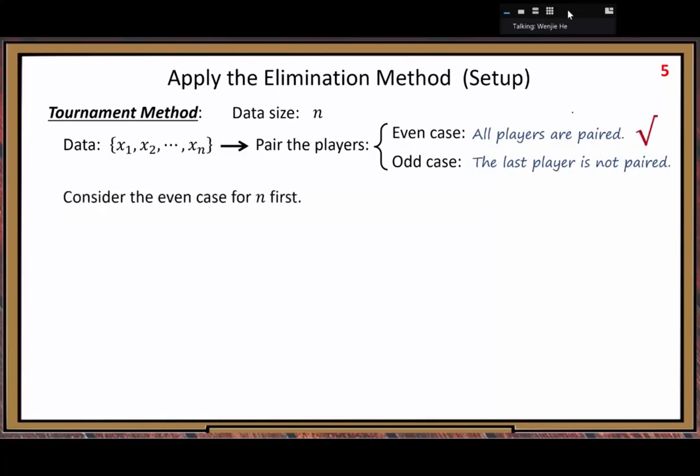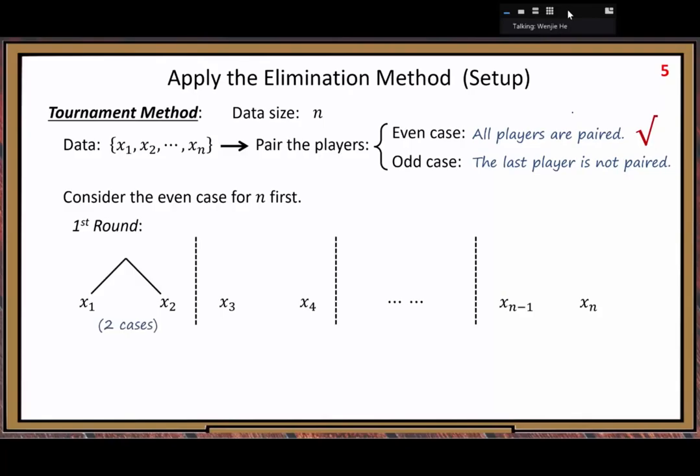So let us use a diagram. Let's draw the diagram for the first round. One comparison between x1 and x2. Then another comparison between x3 and x4, and so on. The last comparison is between the last two elements.